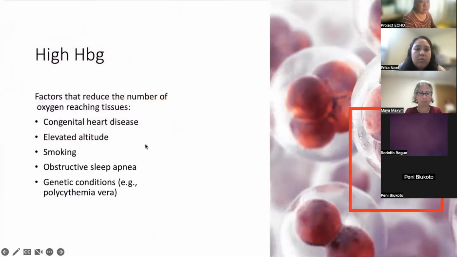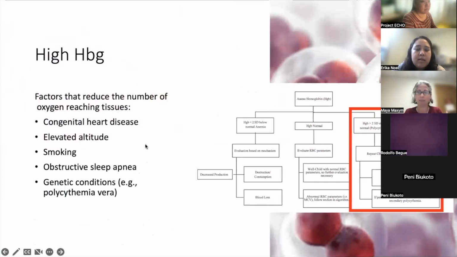So for high hemoglobin or polycythemia, if it is greater than 2 standard deviations, we will repeat the CBC to make sure it stays elevated. If it normalizes, then we suspect dehydration or hemoconcentration at that point. If it is persistently elevated, then we look for risk factors for other polycythemia.